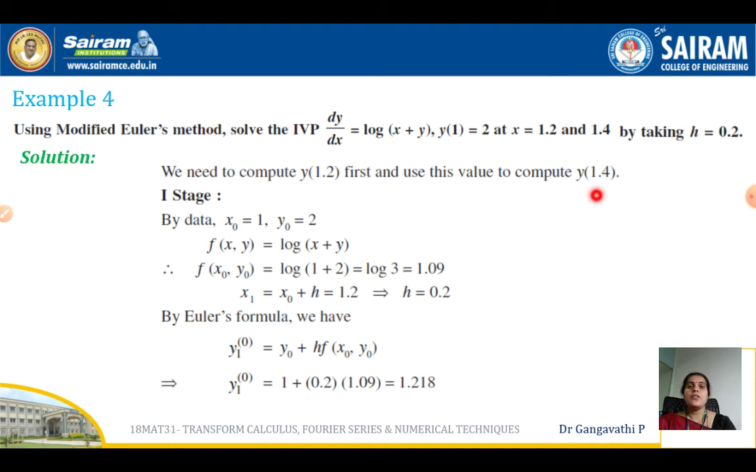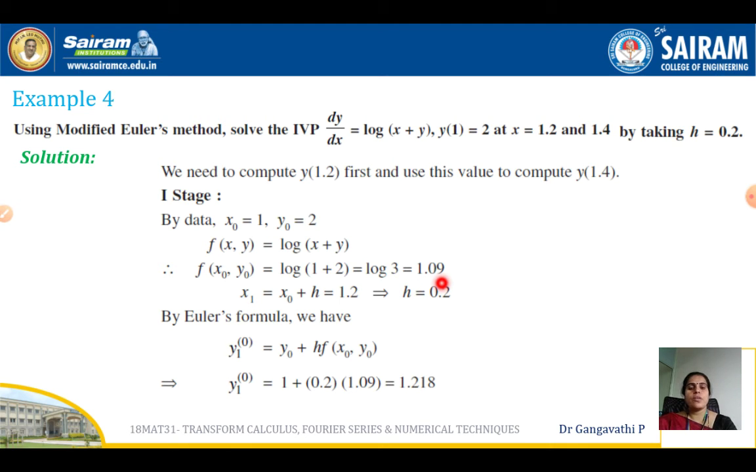The problem is having 2 stages. And one more thing you need to observe here is, it is not asked us to perform 2 iterations in every stage. So you can evaluate only one iteration and proceed for the next stage. So let us do the first stage now. By the data given, x naught is 1 and y naught is 2. And f of x comma y is log of x plus y. F of x naught, y naught is log of 1 plus 2, and it's equal to log 3.